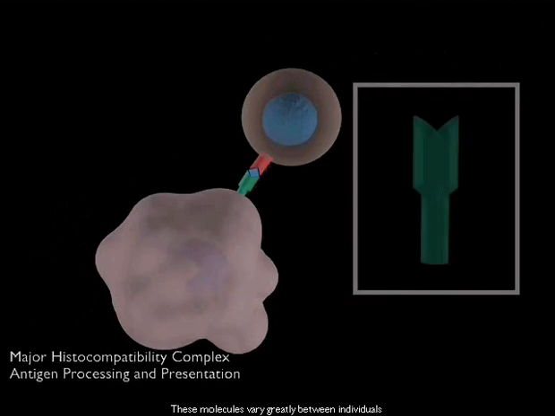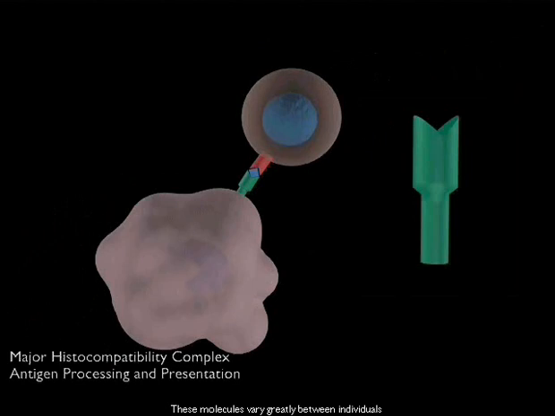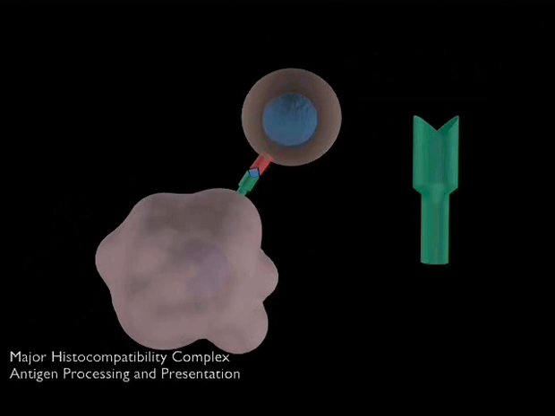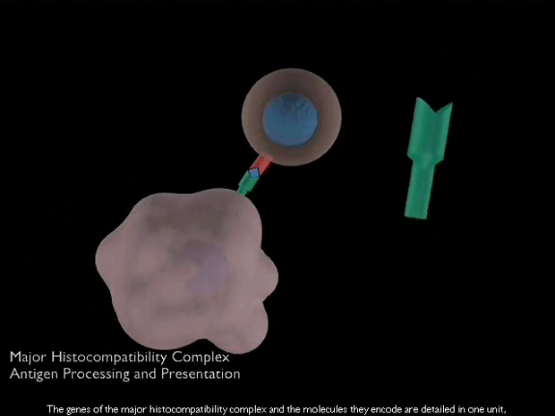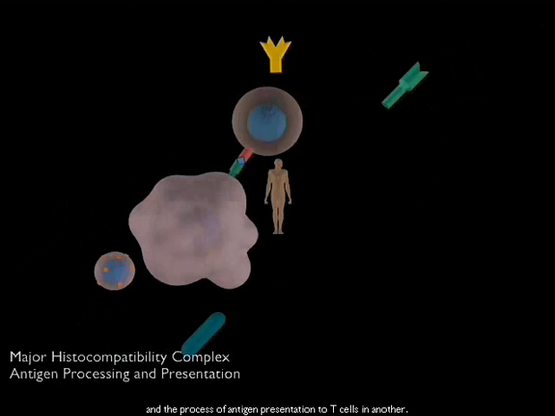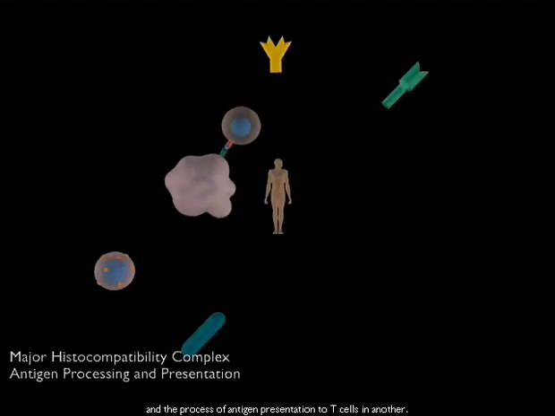These molecules vary greatly between individuals, and this is very important in determining how susceptible an individual is to infection with different pathogens, and on their susceptibility to hypersensitivity and autoimmune diseases when the immune system malfunctions. The genes of the major histocompatibility complex and the molecules they encode are detailed in one unit, and the process of antigen presentation to T cells in another.